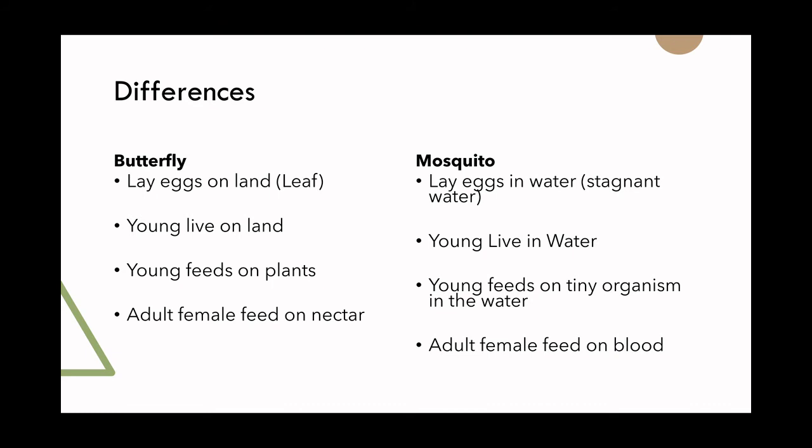Now, the other thing you need to take note of is that the mosquitoes that feed on our blood are only female mosquitoes. Male mosquitoes do not feed on blood. Male mosquitoes feed on nectar. So another main difference between mosquito and butterfly is that the adult female mosquito feeds on blood, but the adult female butterfly feeds on nectar. So this is their difference.